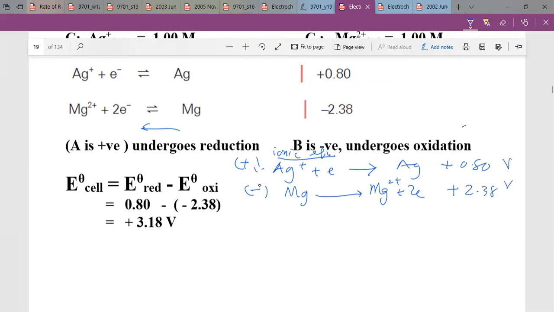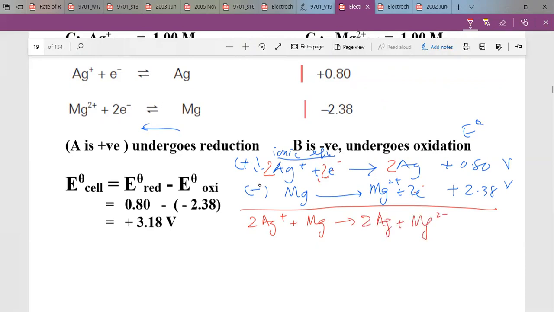First put the E naught here, but it doesn't represent E naught at all. So times 2, I change the color. I don't times 2 on the other side because it's all one molar, so I put a line here. This is the way to get the overall equation: 2Ag plus Mg, cancel the electrons, giving 2Ag plus Mg2 plus, and the E cell is always positive, 3.18 volts. This is fair and good enough, but there is a better way.